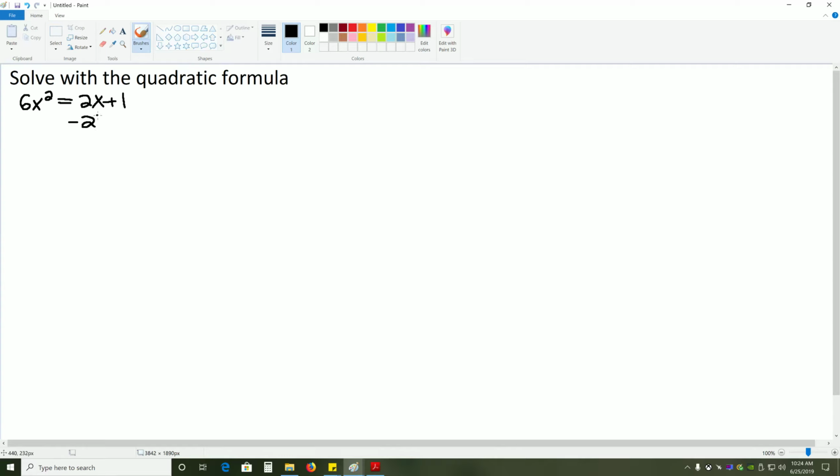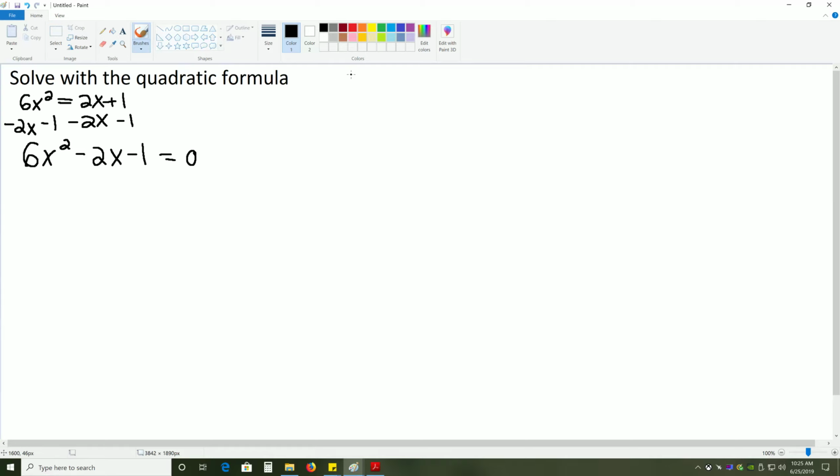So to move these over, we're going to subtract 2x from each side, and then subtract 1 from each side, giving us 6x squared minus 2x minus 1 equals 0. Once we get to this step, we can start talking about the quadratic formula.